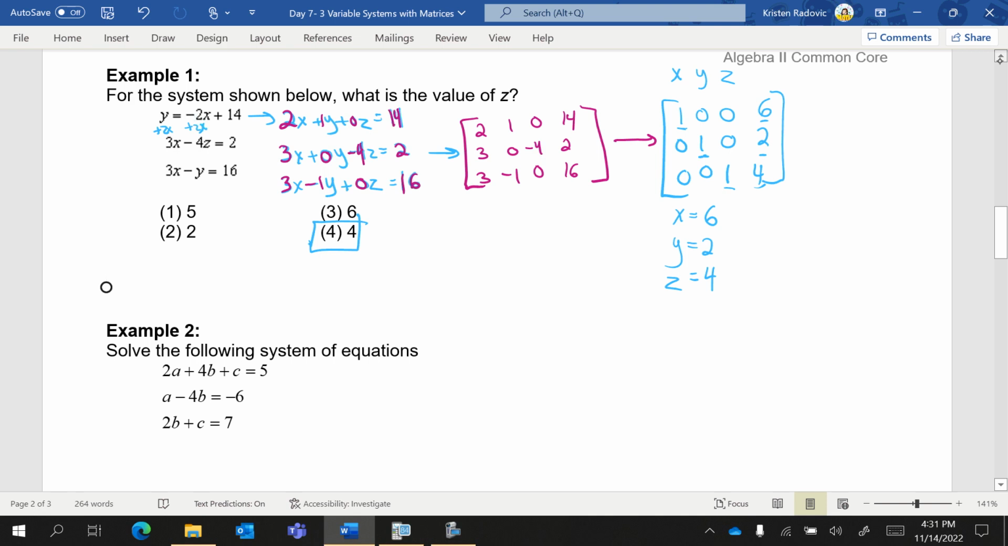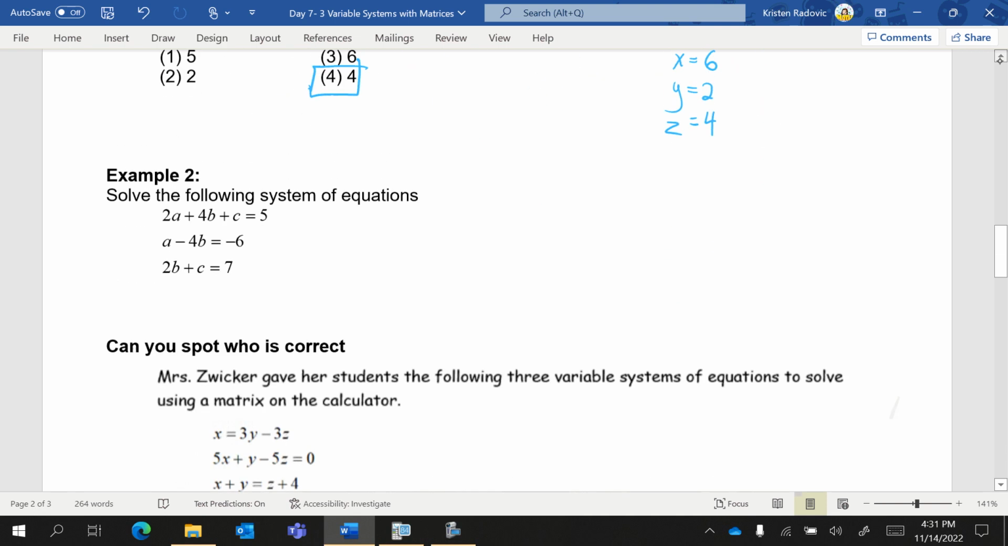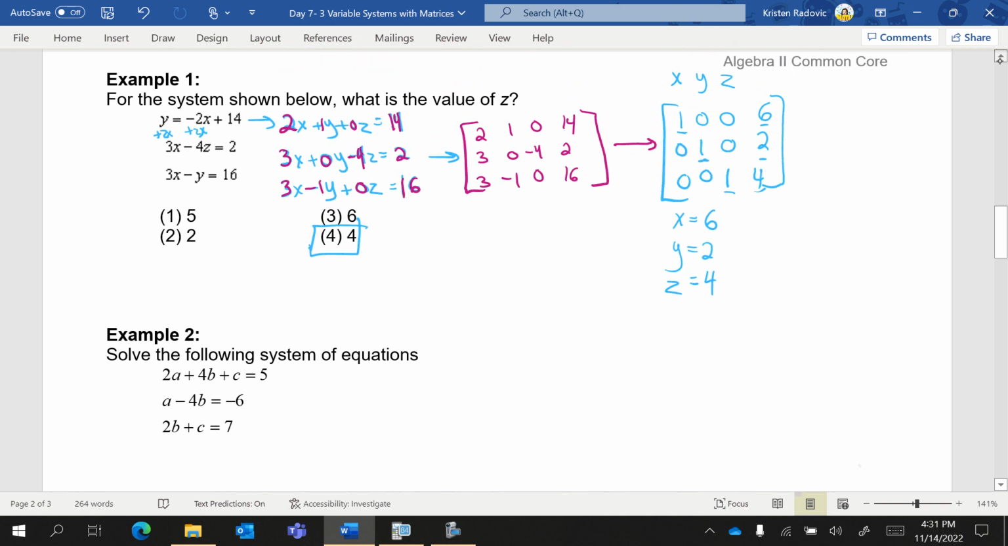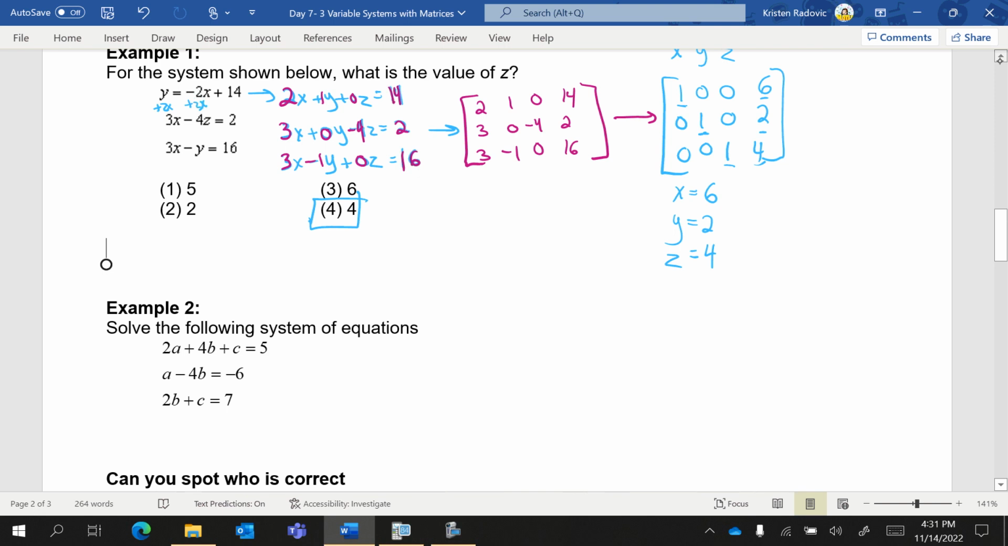Why don't you guys try the next one on your own. Maybe pause the video and then try to see if you can do this. Just keep in mind, you need to actually show your work. I mean, not on a multiple choice, but if you're allowed to do it on a free response and it doesn't say algebraically, then you should show your matrices.